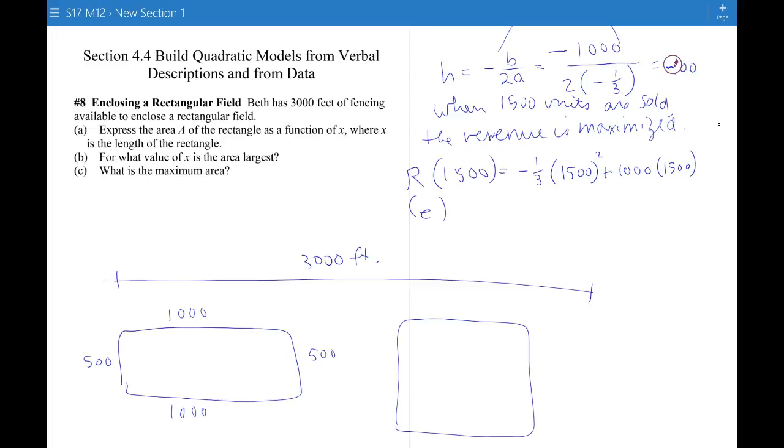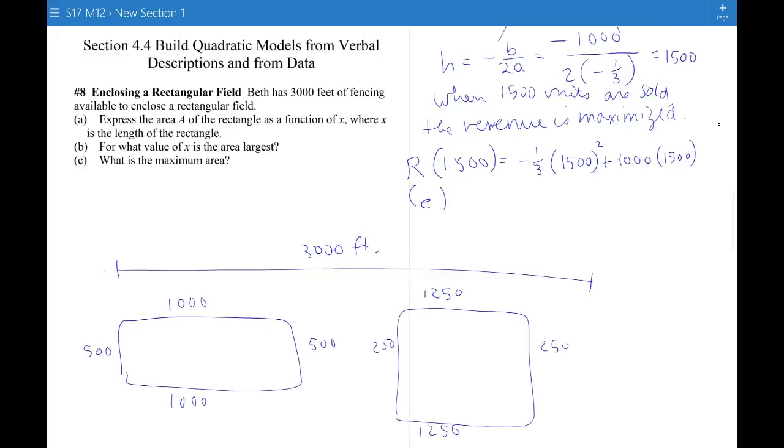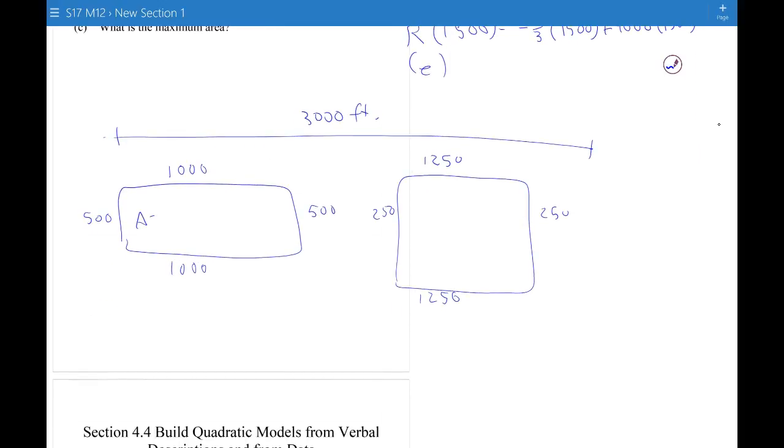But you also could have 1,250 and 1,250. It's not a very good picture. And 250 and 250. So there's lots of different ways this could work. So we want to try and figure it out with math of what's the best thing we could do. So we have this 3,000 feet of fencing, and we want to make a function that's the area of the rectangle as a function of x. So the area of this rectangle would be 500 times 1,000, right? And the area of this rectangle would be 250 times 1250.